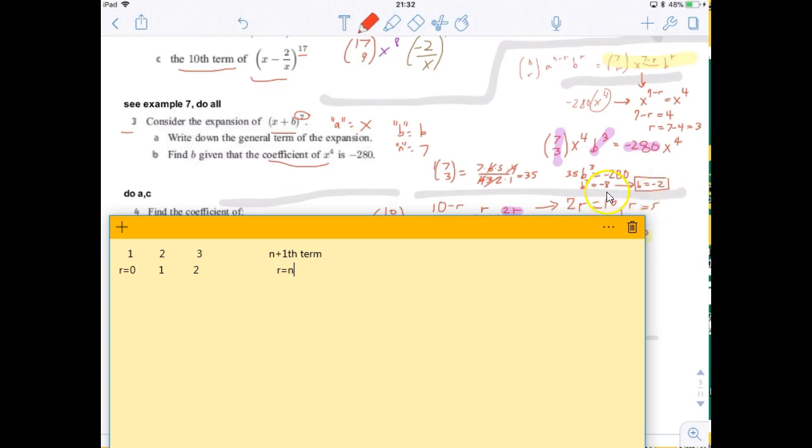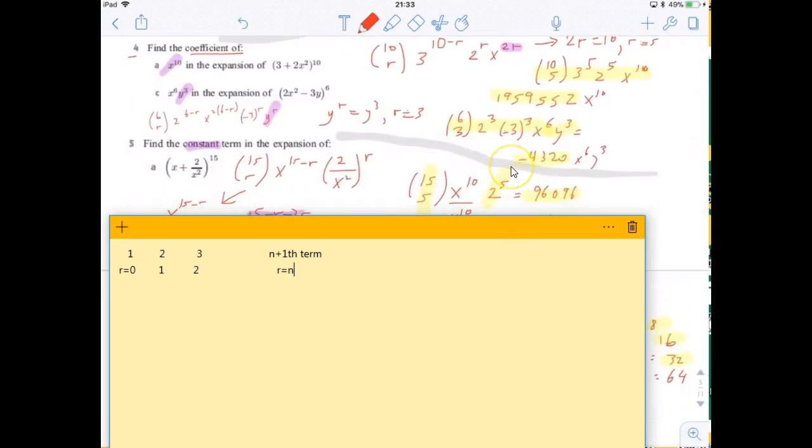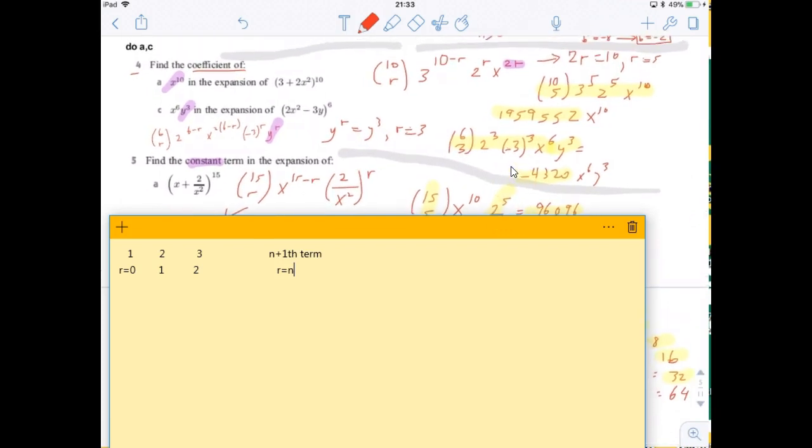Why negative 2? Because it's negative 8. Negative 2 times negative 2 times negative 2 yields negative 8, right? So we have figured out what b is. It's negative 2. Okay, we're done. Let's move on to number 4. Number 4.